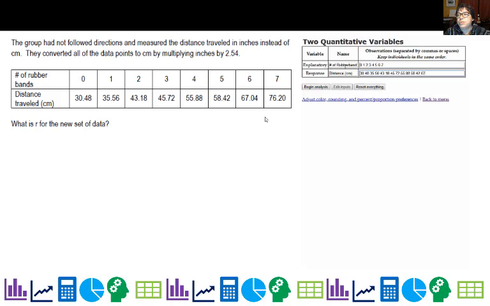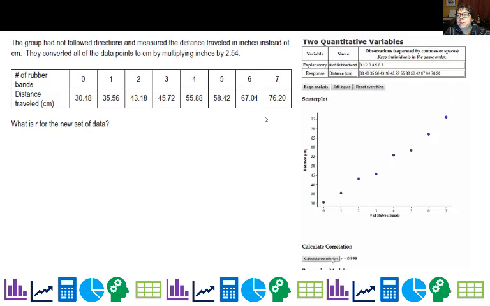So I'm just looking at the original set of data, and then when I hit begin analysis, there you go, and calculate correlation, it's pretty much the same. So R for my new set of data is 0.993.